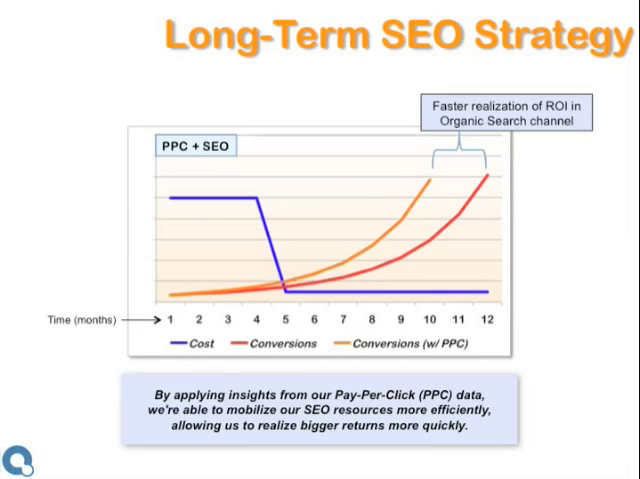Now, when you consider the chart from before, now it's been merged into one graphic, and we see that it's a very clear decision that you're making. If you apply insights from the pay-per-click channel, you're able to mobilize those SEO resources more efficiently, and that means you get bigger returns more quickly. Compare the distance between the orange line and the red line, and that right there amounts to a faster realization of the return on investment in the organic search channel.